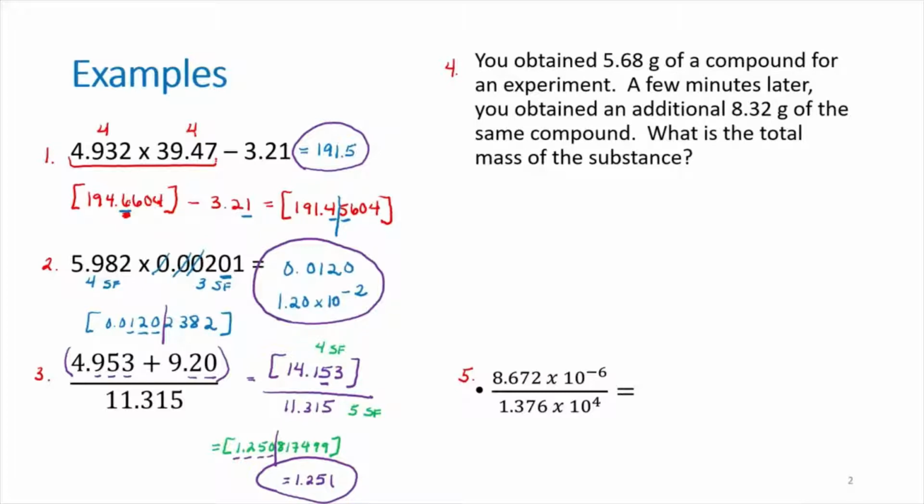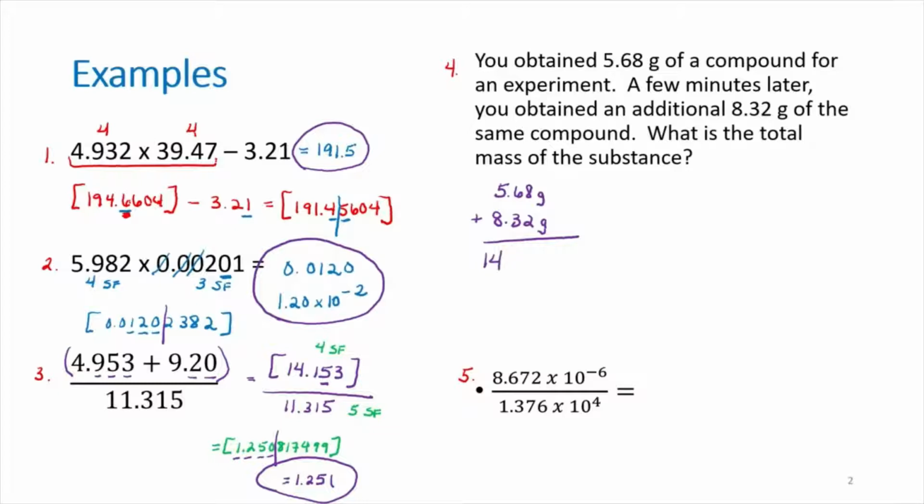We obtained 5.68 grams of a compound for an experiment. A few minutes later, you obtained an additional 8.32 grams of the same compound. What is the total mass of the substance? Well, let's see. We've got 5.68 grams. A little bit later, we get another 8.32 grams, which means I'm going to add these two values together. You can either write these on top of each other so it's really easy to see where your decimal places are, or you can realize that each value has 2 decimal places, so our final answer needs to have 2 decimal places.